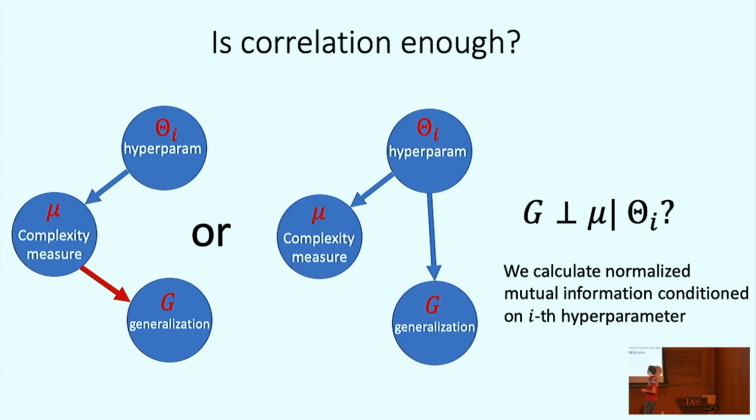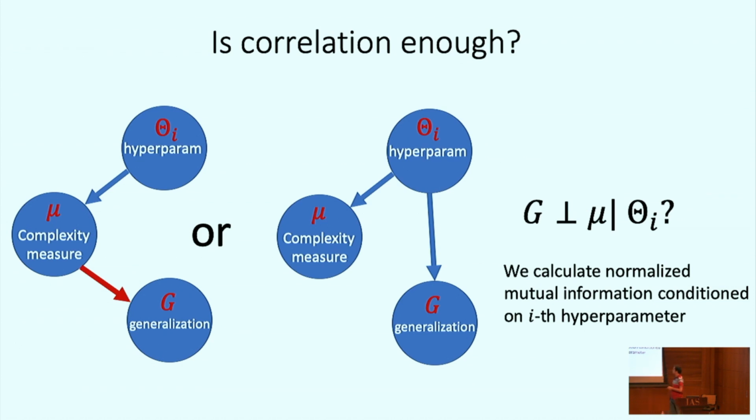To make it more formal, you could observe correlation in two scenarios. One scenario is that the change of hyperparameter would change the complexity measure, and the change of hyperparameter would also affect generalization, but the complexity measure itself has no relationship with generalization. Basically, there is no causal relationship between these two. The second potential scenario is that the change of hyperparameter changes the complexity measure, and that is the reason you get a different generalization. So we basically want to see which one is true. We don't want to only look at correlation because it could be an artificial relationship between the complexity measure and generalization.